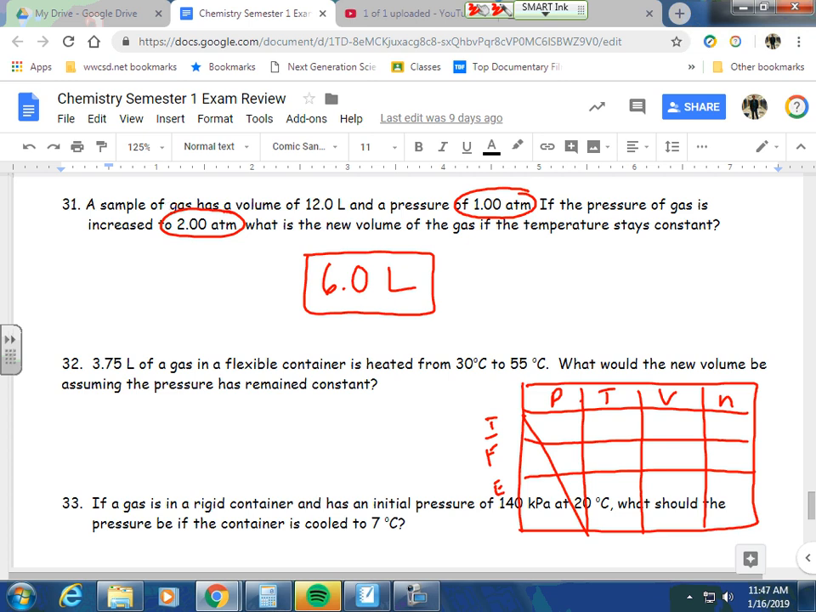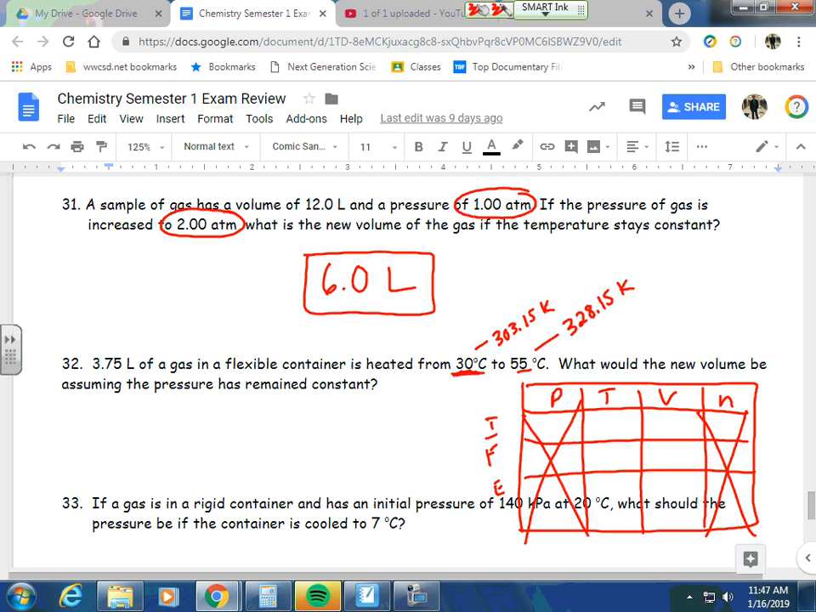All right, pressure remains constant. Amount of gas remains constant again. Okay. So we do have temperatures. They are involved with the problem. Let's go ahead and change those to Kelvin. So if I add 273.15 to this, I'm going to get 303.15 Kelvin. This is going to become 328.15 Kelvin. So those are my numbers there.